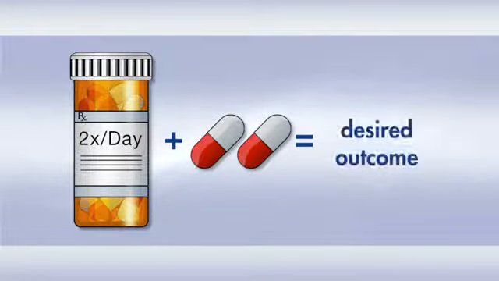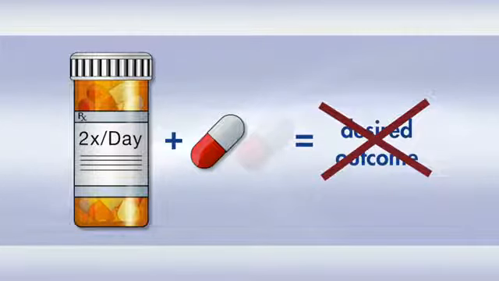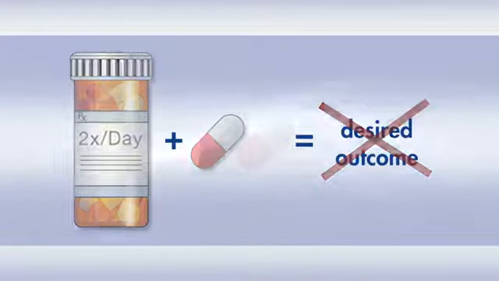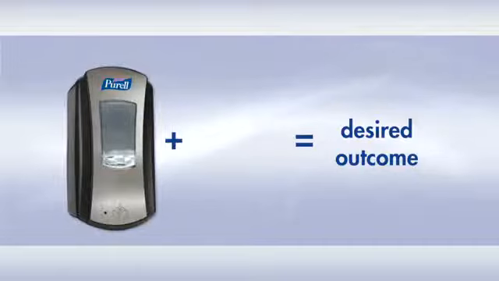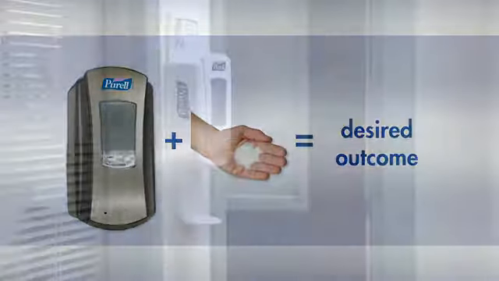Let's go back to the example of the antibiotic. You've taken half the dose of the antibiotic to treat the infection. You are not achieving the desired outcome of treating the infection. Much like the antibiotic, alcohol-based hand sanitizer must be used at the correct dose, otherwise the correct germ kill will not be achieved and hands can transmit germs.